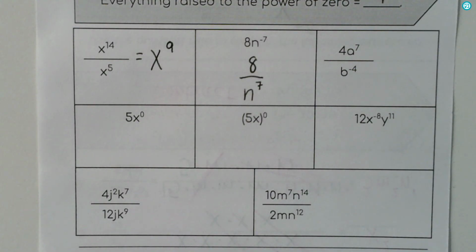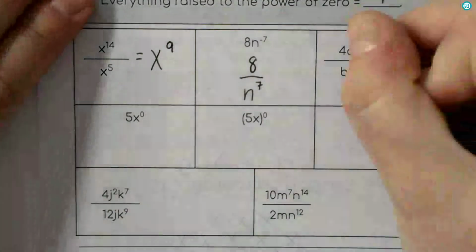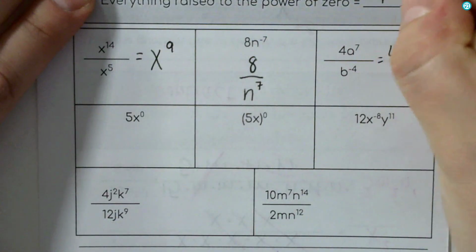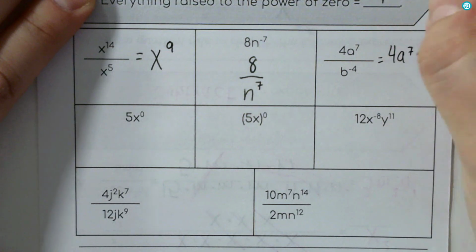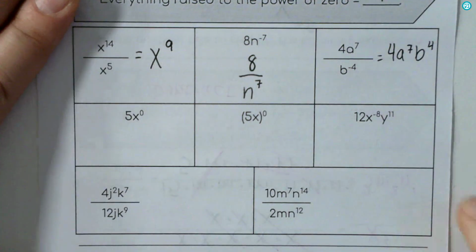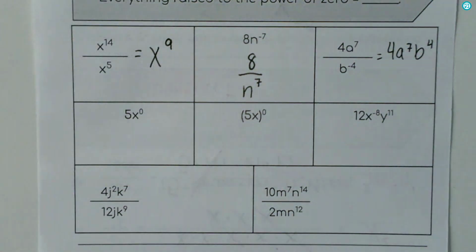Next one we've got 4a to the 7th, b to the negative 4th. What needs to be simplified about that? The negative. Where is b to the negative 4th right now? The bottom, so it gets to move up to the top. The 4 and the a to the 7th can just stay on top, and then b to the 4th moves up with them. You could put that all over 1, but there's no reason to. You don't really need to.